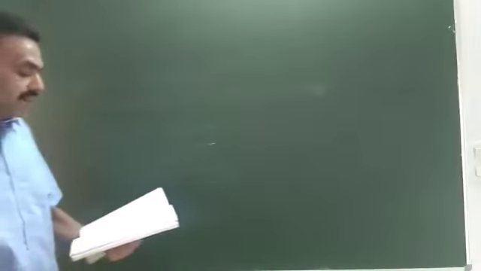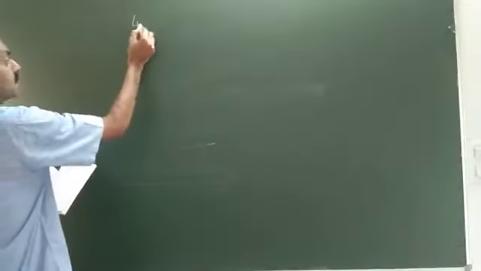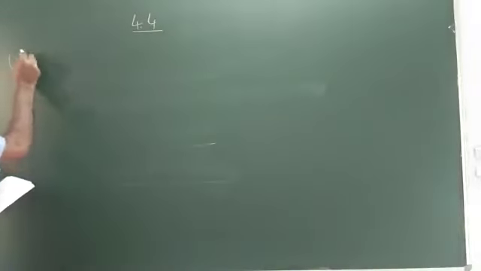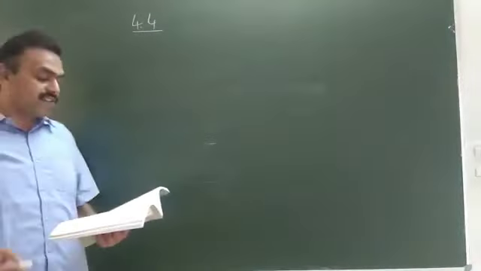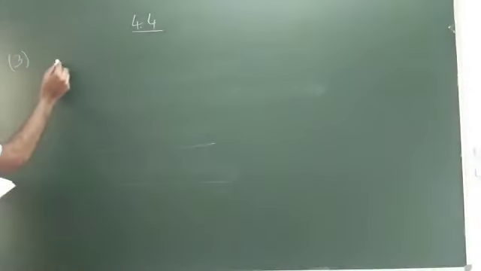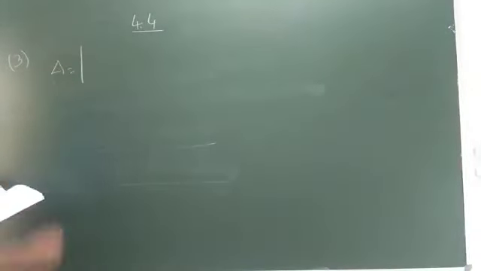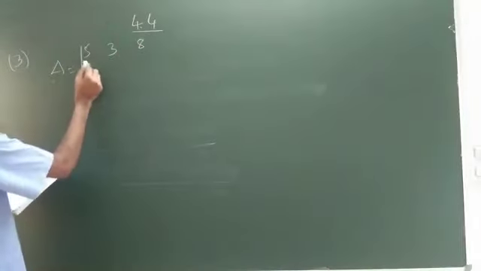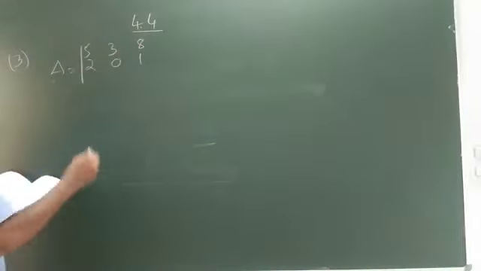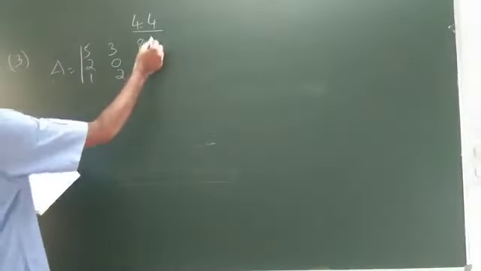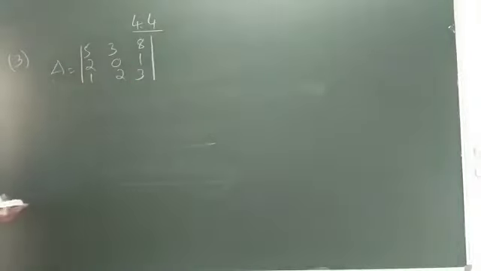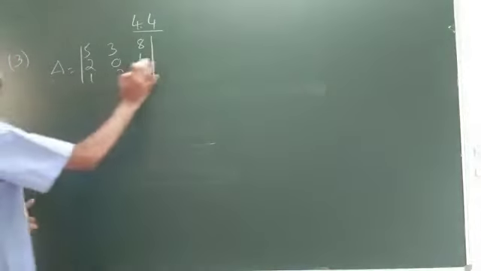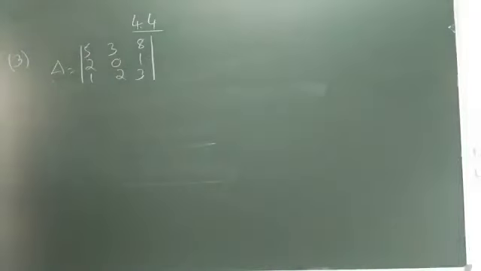So it is given in exercise 4.4, the third problem. Using the cofactors of the elements of second row, evaluate the determinant with rows 538, 201 and 123. You need to find the value of this. But you are supposed to use the elements of second row. Using second row, you have to find the value of the determinant.